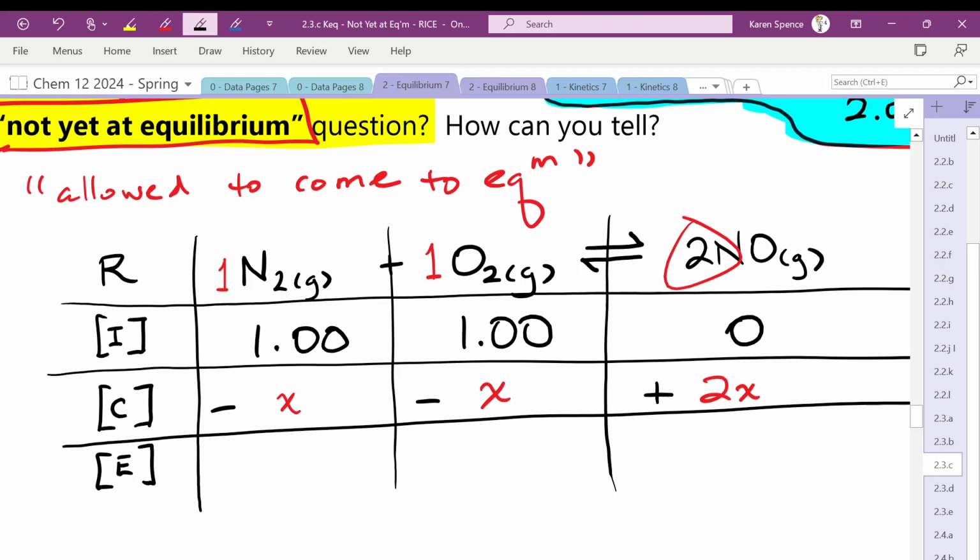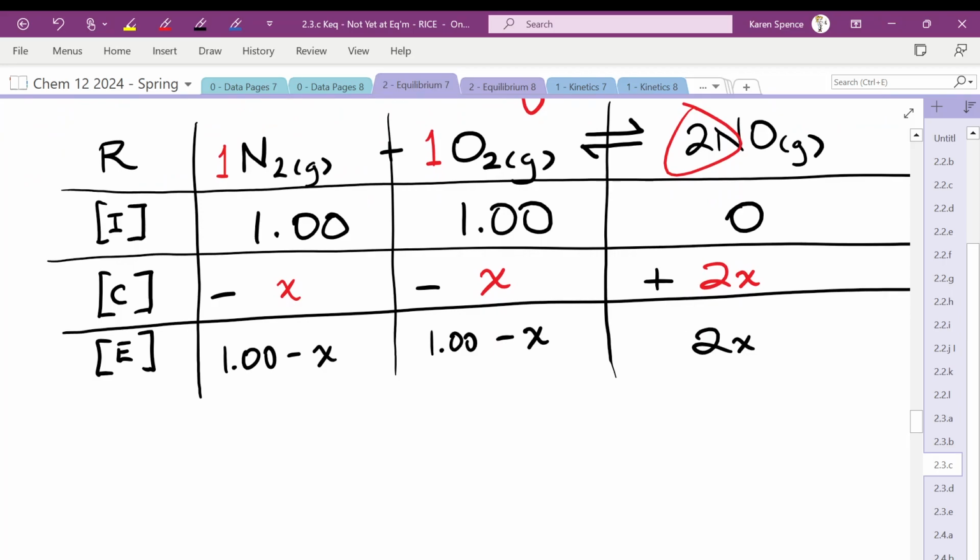So now we add our way down or subtract our way down: 1.00 minus x, 1.00 minus x, and then 0 plus 2x is 2x. Well, that's great. Now I've got some x's. It's my unknown. What tool could I use to help find x?